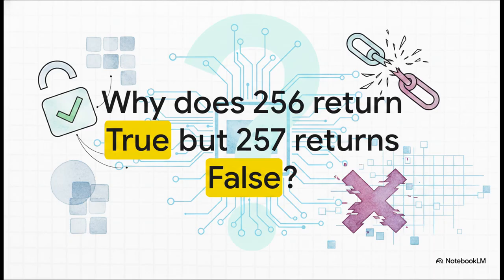Why on earth does 256 return true, but 257 returns false? Honestly, it feels like a glitch in the matrix. I mean, to Timothy and to us, they're just numbers. Why would 257 suddenly break the rule that 256 just followed without a hitch?